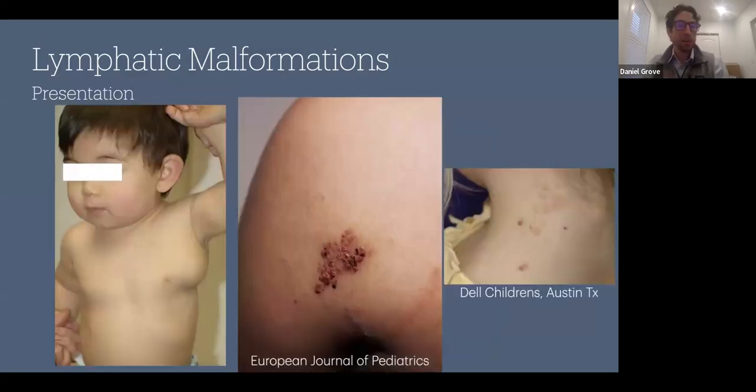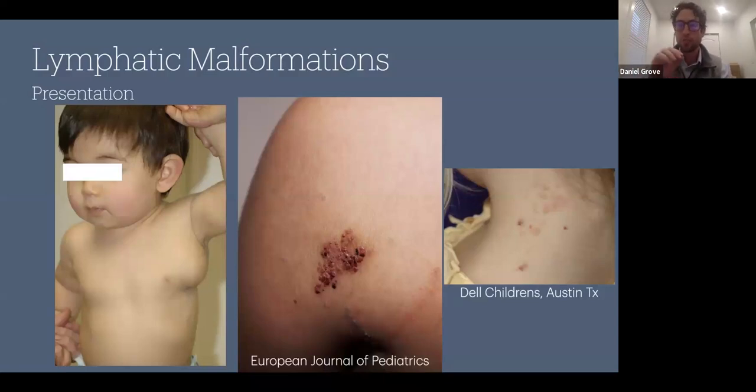Other examples of lymphatic malformations: on the left, this is a deep lymphatic malformation involving the left thorax and axilla. The other two photos are more superficial lymphatic malformations. This is what the textbook refers to as that frog spawn or frog egg appearance, where it almost looks glassy and fluid filled. These are superficial lymphatic malformations. Sometimes you'll see these superficial blebs on top of the deep blebs as well.